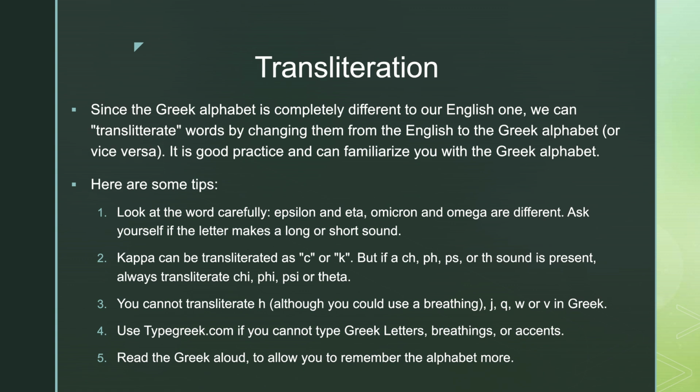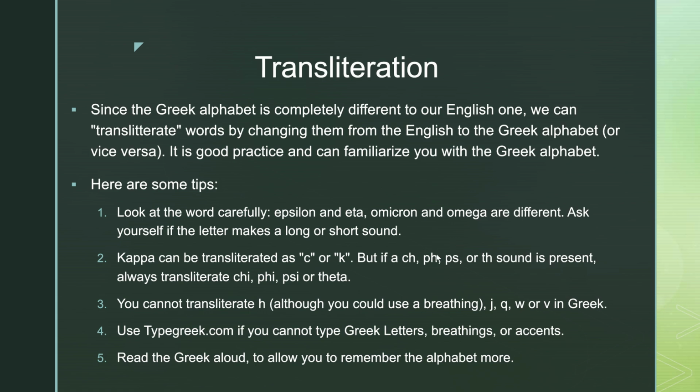And also, kappa can be transliterated as C or K, but if a CH, PH, PS, or TH is present, forget about using a kappa, rough breathing, pi, rho, or theta, or tau, or sigma. You always transliterate them to chi, phi, psi, or theta. You also cannot transliterate an iota subscript, although you can use a breathing.